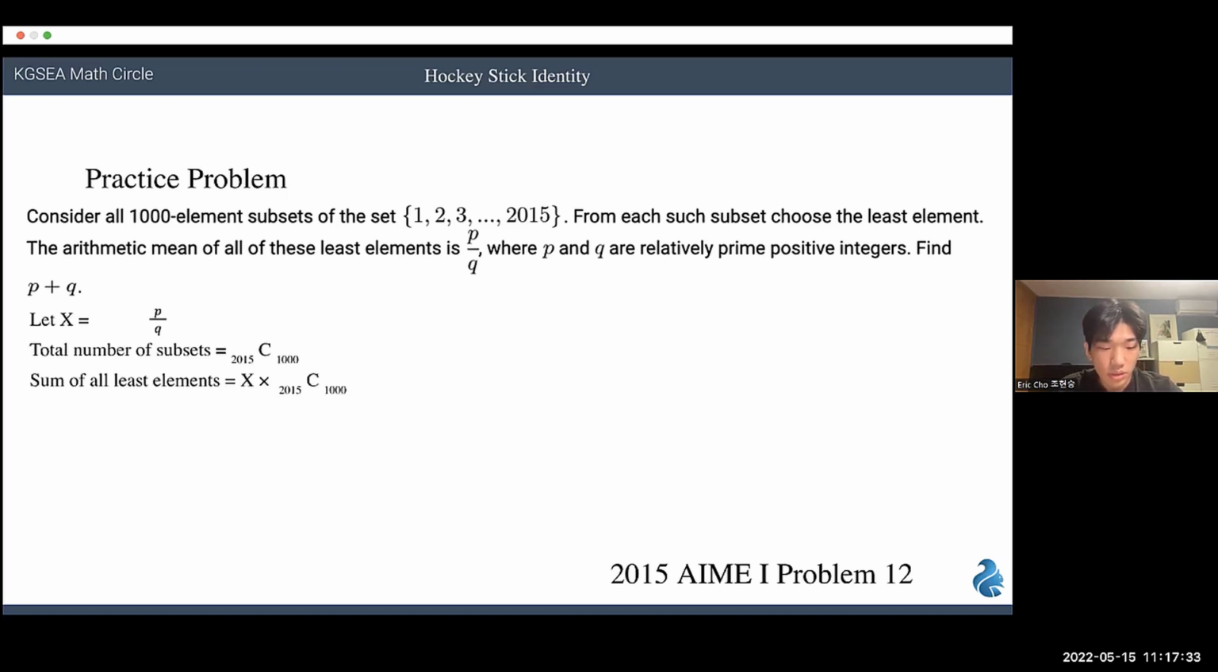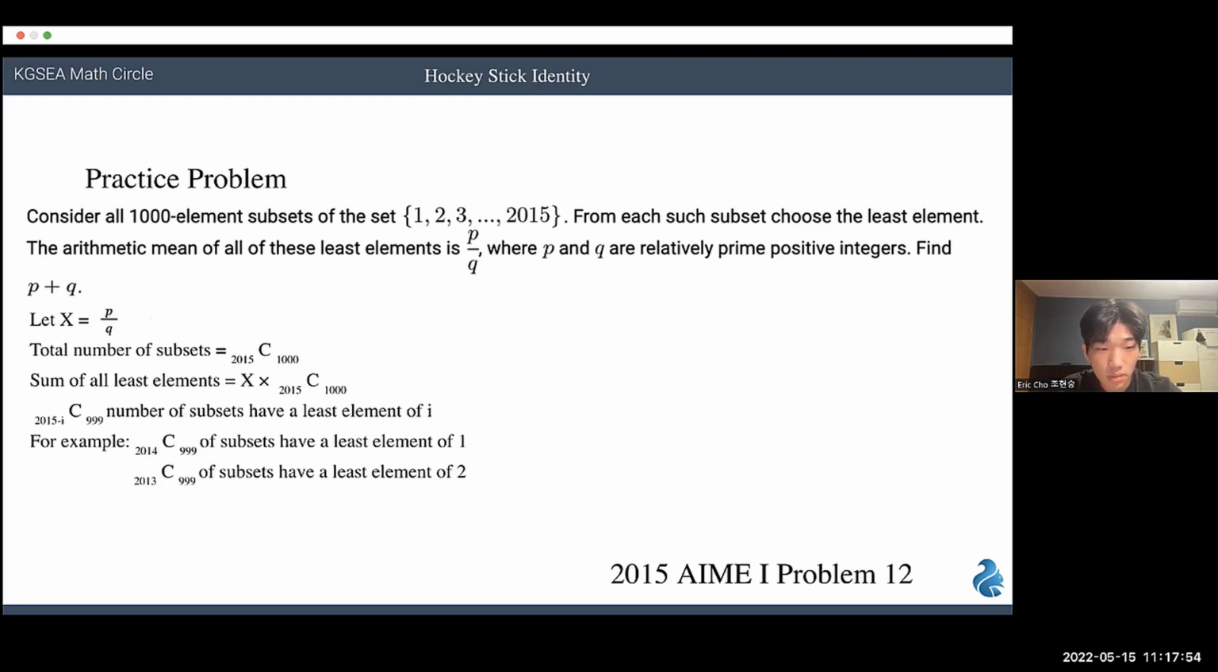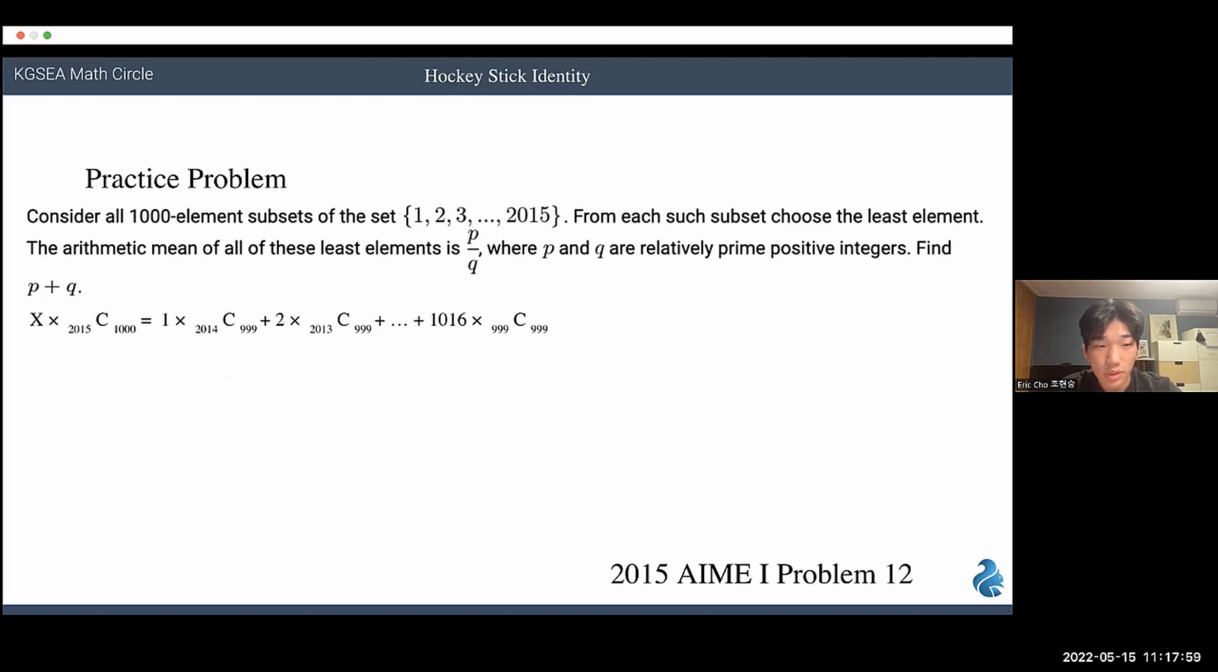Now we can come up with an equation to find the total sum of all of the least elements. This equation simply multiplies the least element to the amount of subsets that has that least element. This is the equation. This equation can be expanded due to multiplication being repeated addition.